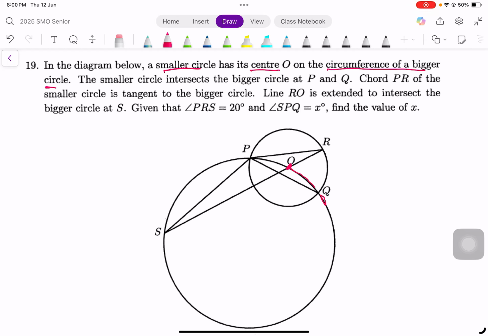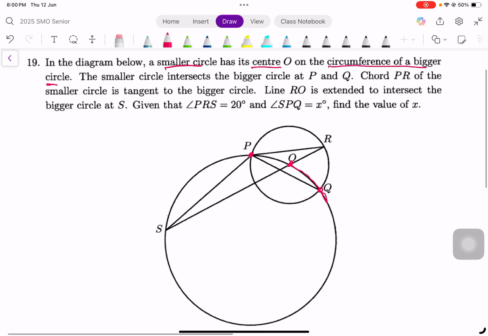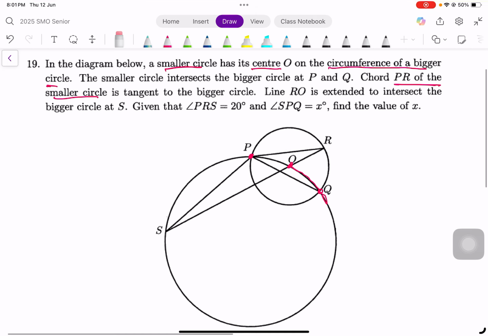And the smaller circle intersects the bigger circle at P and Q. That means P and then Q here. The chord PR of the smaller circle is tangent to the bigger circle. Therefore, just to highlight to you, can you see that this PR is actually tangent? Take note, it is tangent to the bigger circle.